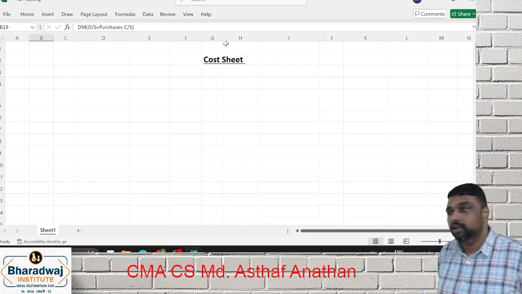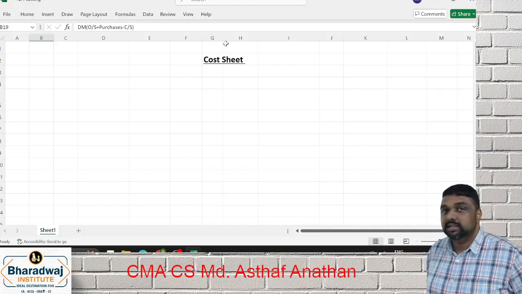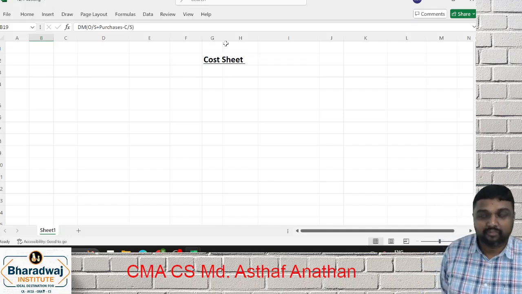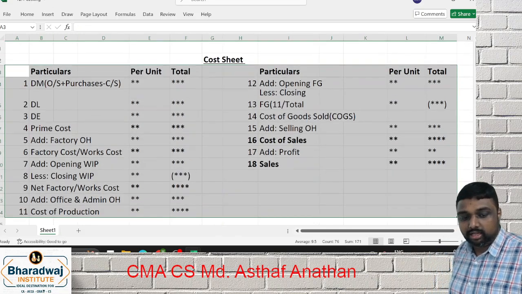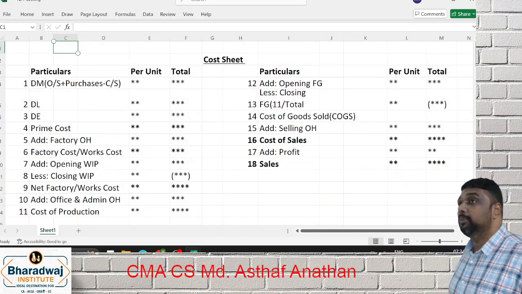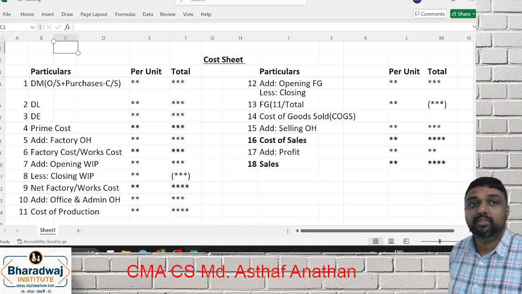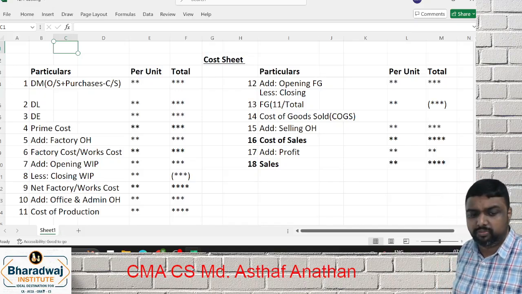I hope you have your notebook. You should know the format very well. In the last session of profit reconciliation we also revised the format. So this is the consolidated format. Depending upon the question, we may have to prepare it per unit also. If the units are given, then you have to prepare it per unit. Otherwise, no need of per unit.